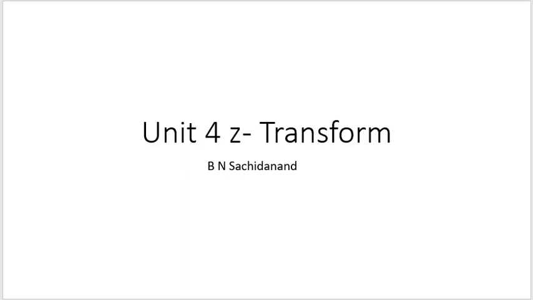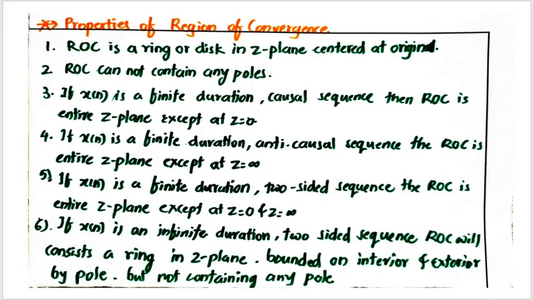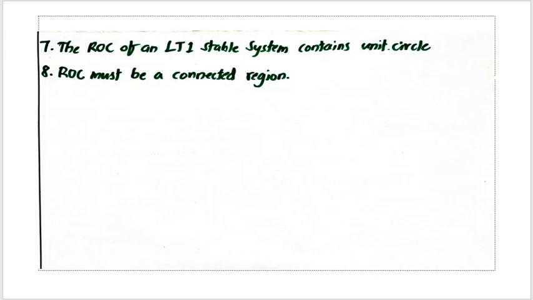Apart from that, one more point we highlighted is ROC. ROC is the region of convergence, and it tells us where exactly X of z lies in the z plane. In continuation, we also saw what the properties of the region of convergence are. Around 8 properties were discussed in the previous lecture.